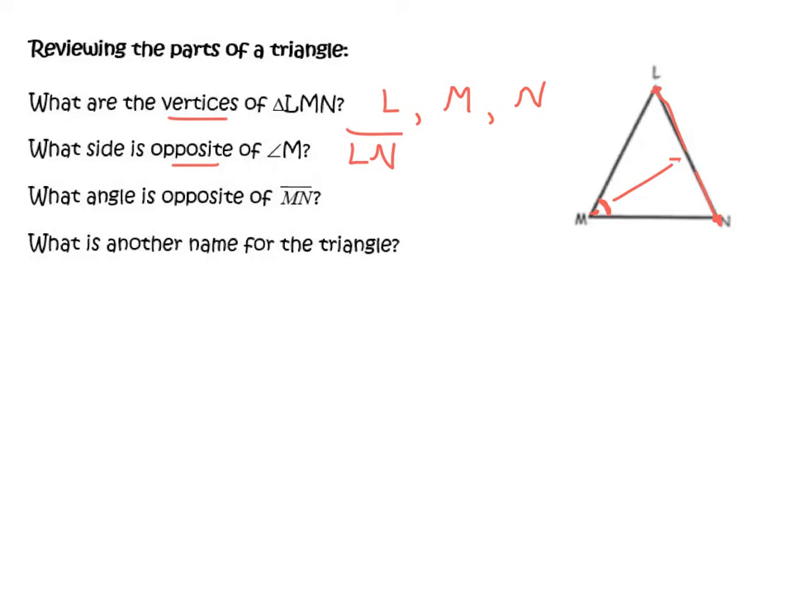Next one I'm worried about is the opposite of side MN. So what angle is across from that side? It looks like it's going to be angle L. I'm going to use the symbol for angle in front of that as well. And then lastly, it looks like we're just looking for another name of this triangle. So initially they called it LMN. I'm going to call it triangle NML.